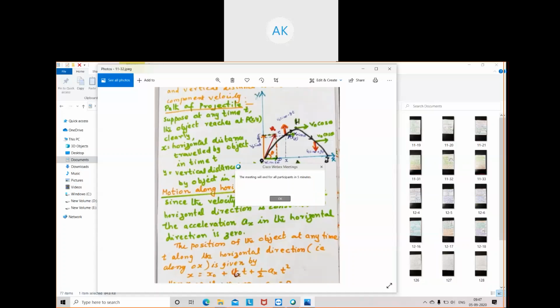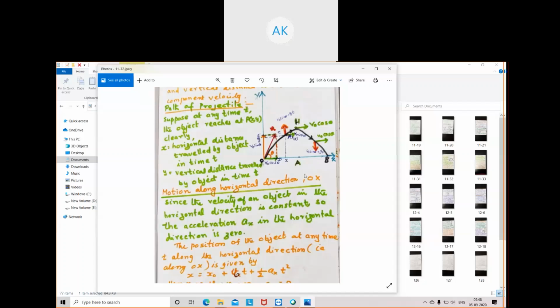That means OB. Which equation will you take? x equal to x0 plus v0x into t plus half ax into t square. That equation we have to take. What is x0? x0 is 0, origin. What is v0x? v0x is v0 cos theta, the horizontal component.